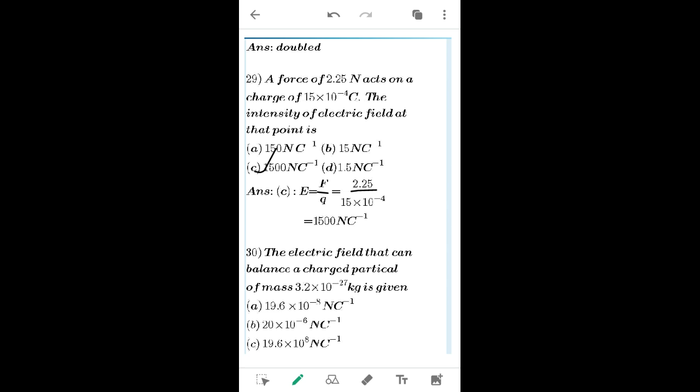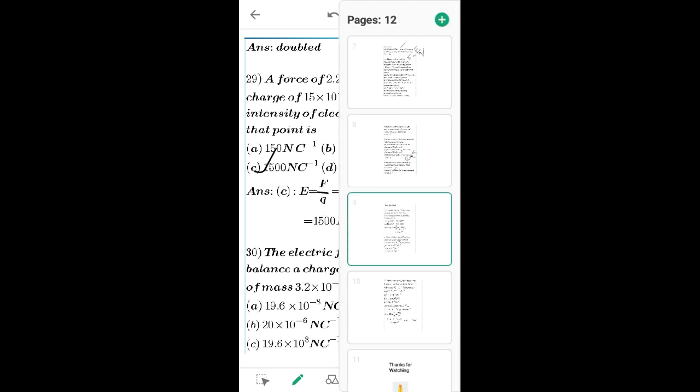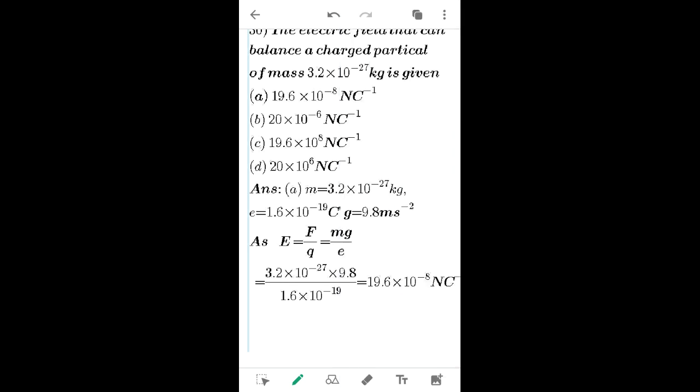Let us go to the 30th question. The electric field that can balance a charged particle of mass 3.2 into 10 raised to minus 27 kg is given by: 19.6 into 10 raised to minus 8 Newton per coulomb, 20 into 10 raised to minus 6 Newton per coulomb, 19.6 into 10 raised to 8 Newton per coulomb, 20 into 10 raised to 6 Newton per coulomb.